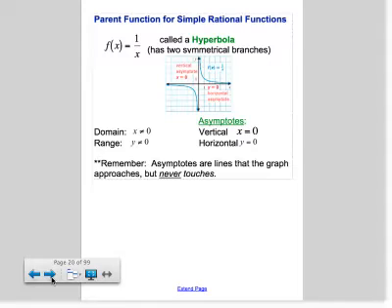Remember, the name of the graph is a hyperbola, very similar to how for a quadratic, the name of the graph is a parabola. The name of a rational function's graph is a hyperbola. It has two symmetrical branches, okay? You'll notice here the domain of the parent function is x cannot equal 0, and y cannot equal 0 is the range.